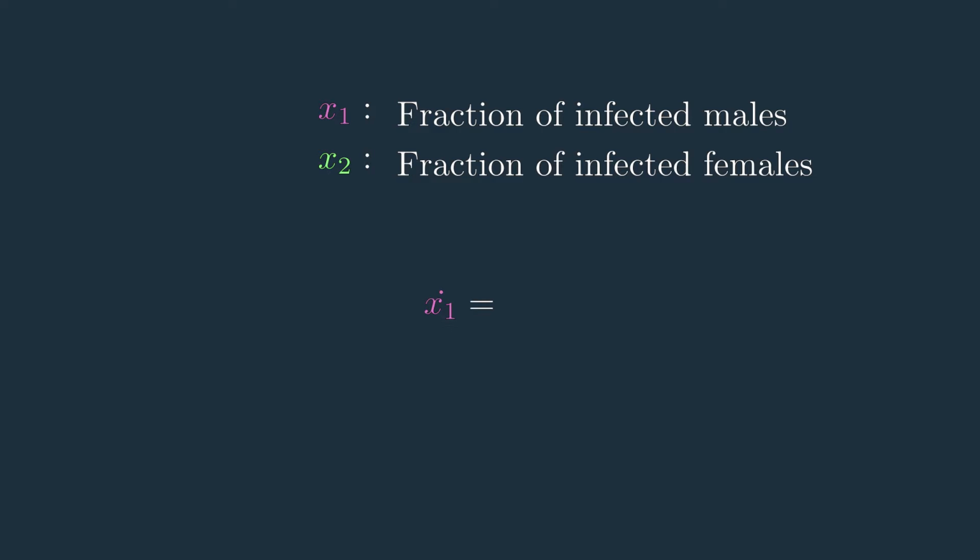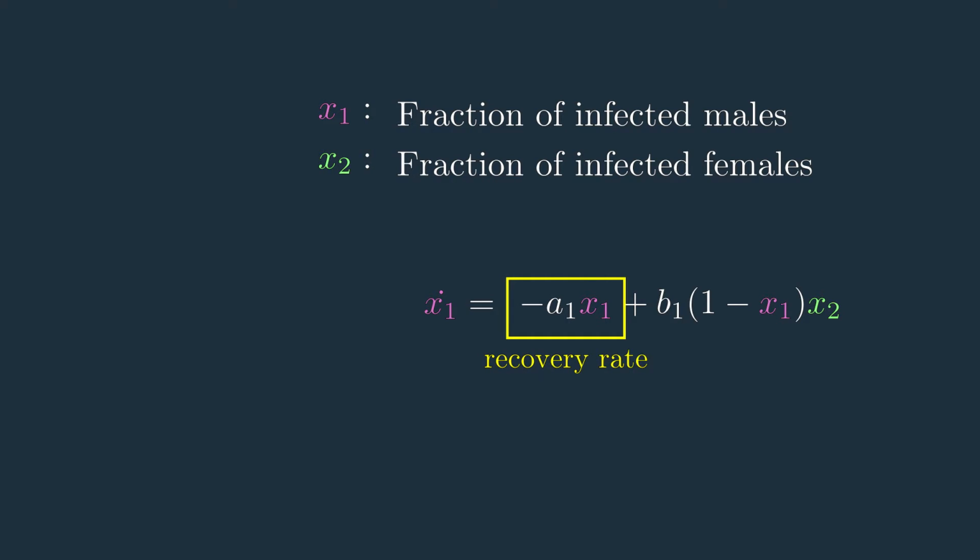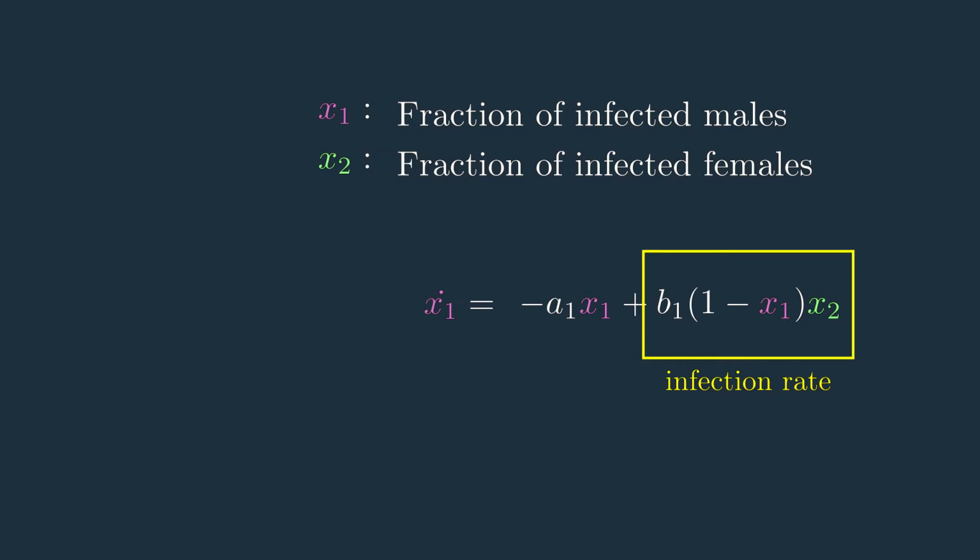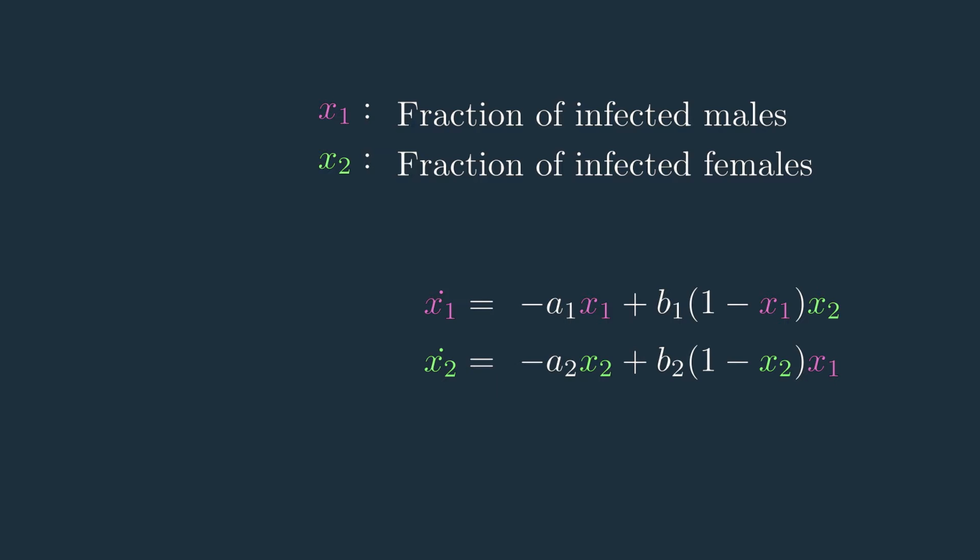The dynamic for the time evolution of the fraction of infected males is as follows. As you can see here, there are two terms. The first term is the recovery rate, so we're assuming here an exponential rate of recovery. And the second term is the infection rate. As you can see, it's proportional to 1 minus x2, which is the fraction of males that are not infected yet, times x2, which is the fraction of females that are already infected and could potentially infect the males. There is a similar equation, of course, for the spread of the disease in the female population as well.